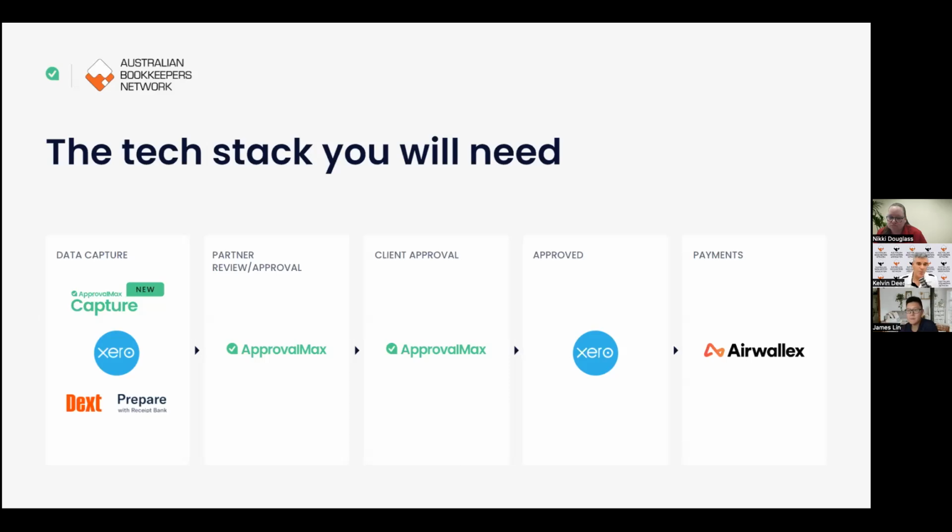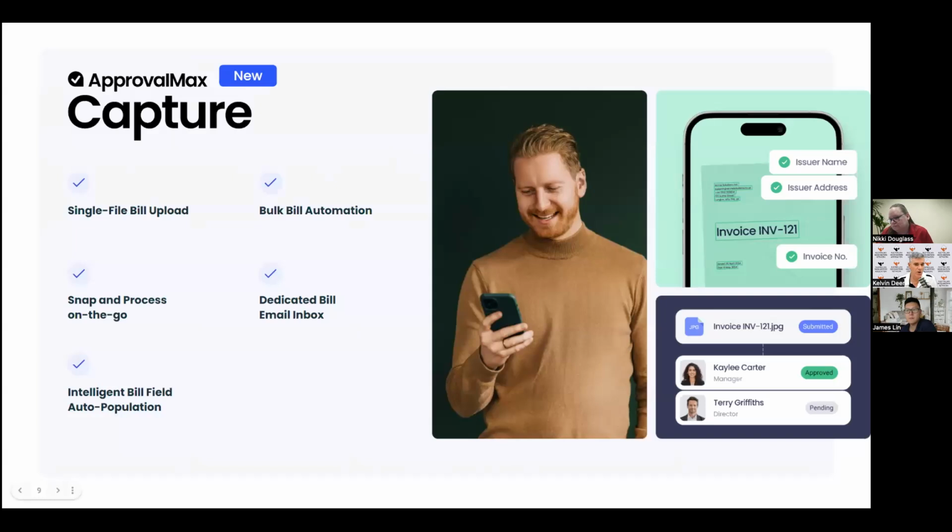I might get you just to elaborate on that now, James, because as Nikki mentioned, you guys have launched the ApprovalMax Capture product recently. Do you want to give listeners a bit of an idea of what that actually does? Yeah, absolutely. As you mentioned, it's a new feature. We released this just within the last month and a half, 2 months. Essentially, it's an OCR tool. OCR stands for optical character recognition. So if you're currently using Dext or HubDoc to scan bills or invoices, you can now do this directly in ApprovalMax using ApprovalMax Capture.